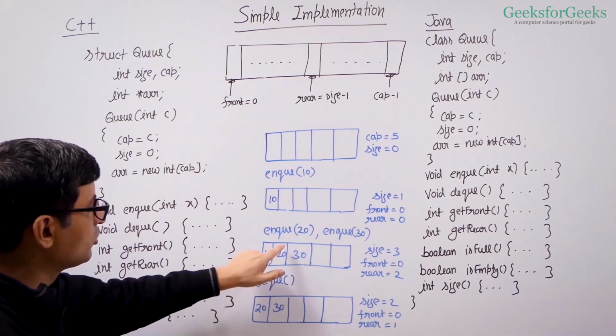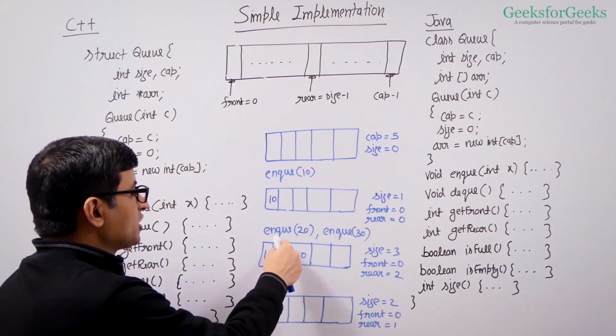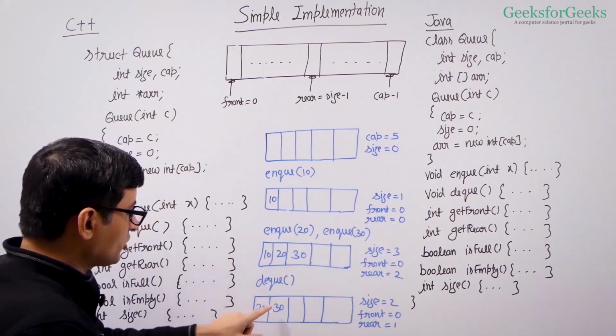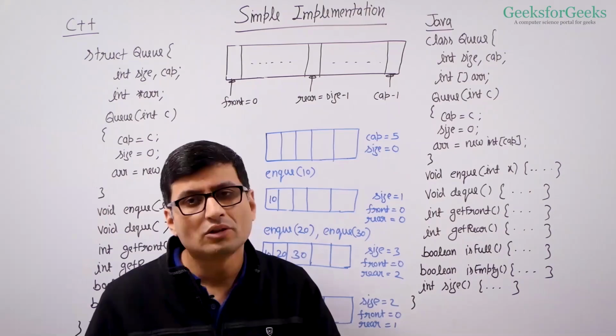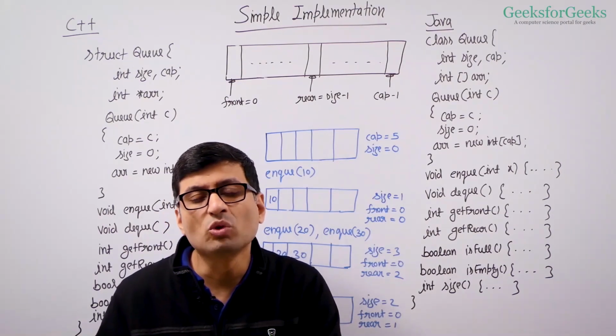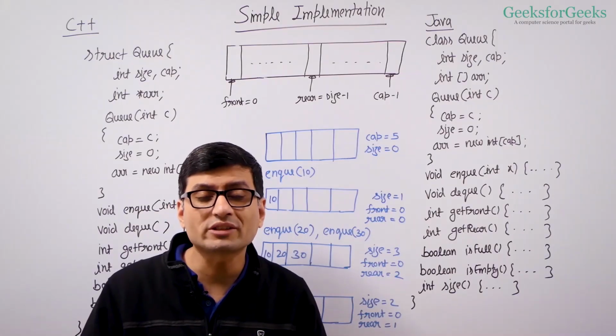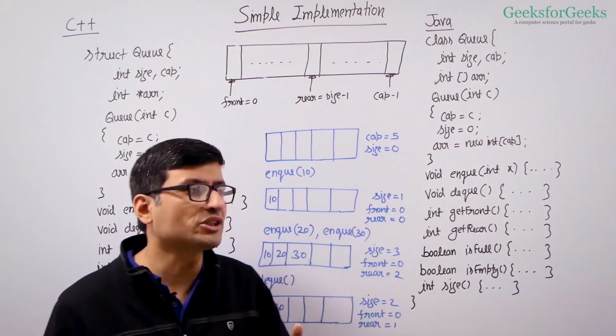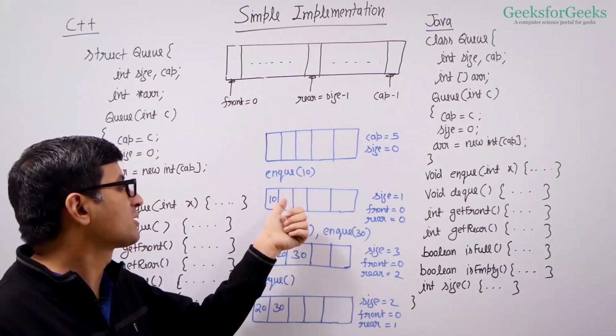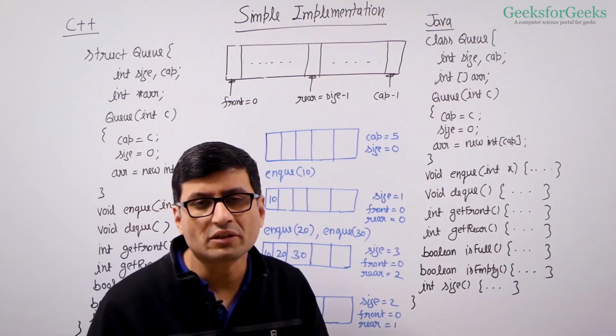So what you do is you move the remaining items, n-1 items, 1 position back, right? So your 20 comes here and 30 comes here. So when you are DQing, you are actually moving n-1 elements or size -1 elements. That's why DQ is big O of n operation. But NQ is simple. We simply need to do rear ++ and insert the item at the rear.